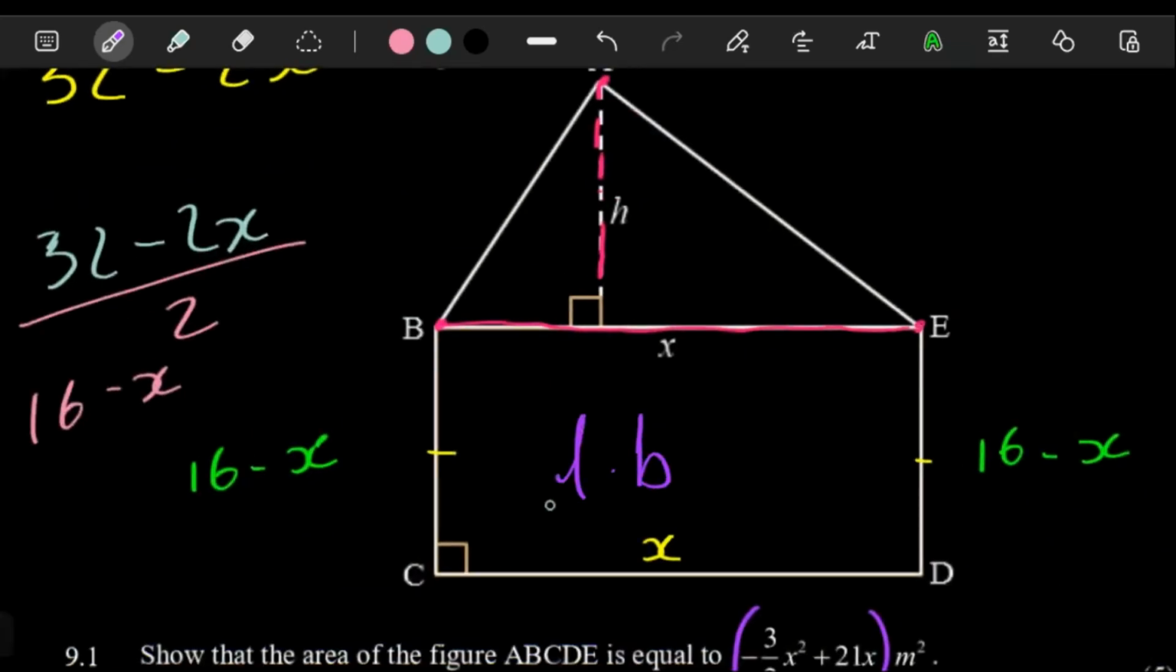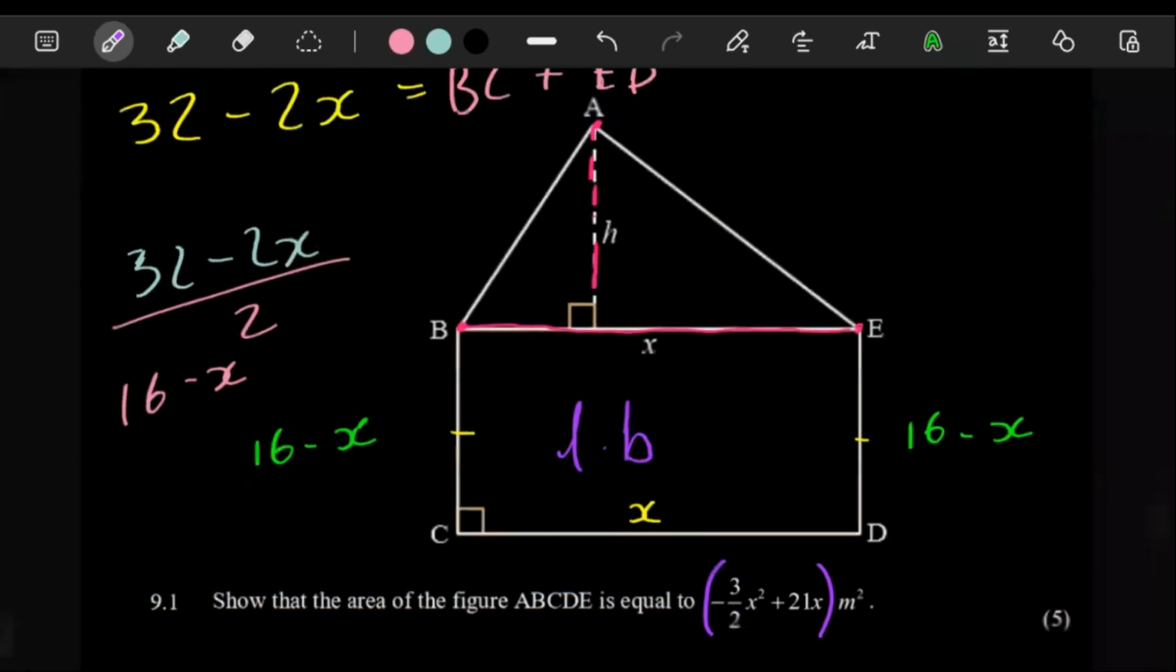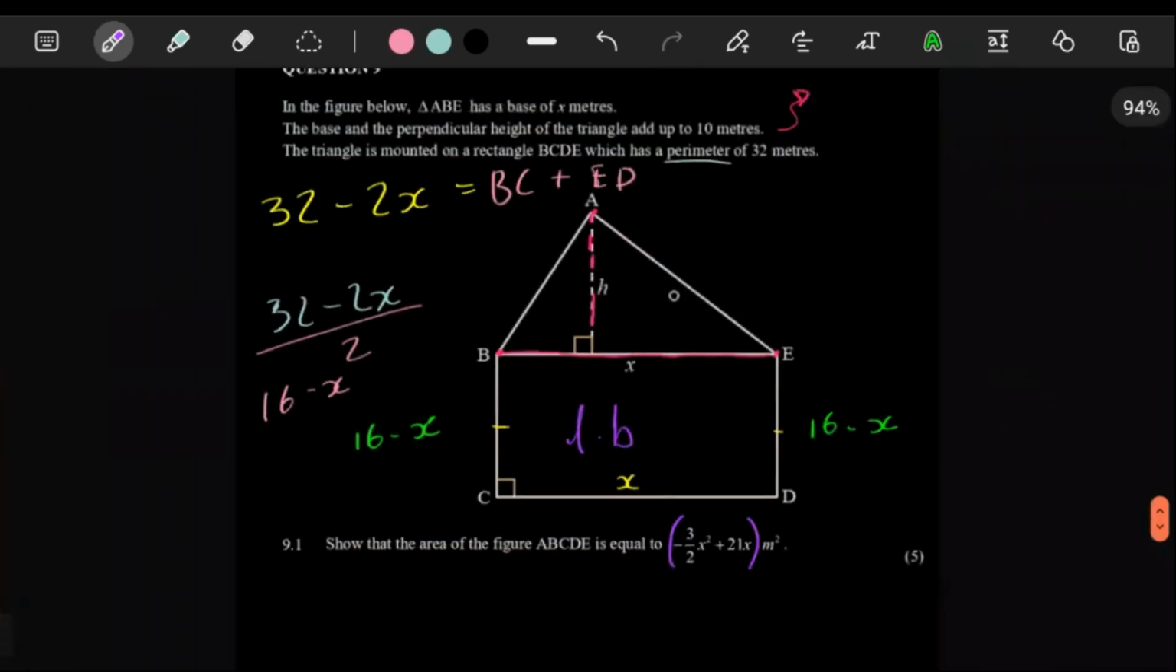But before we can work out the area, we have to at least give dimensions to our different sides. So that's how we were able to see that we have to get a side here. And you saw we didn't do anything crazy. We just used the information they gave us. 32, which is everything, minus 2x, which is 1x and another x. If you divide that by 2, you get one side, which is also equal to the other side.